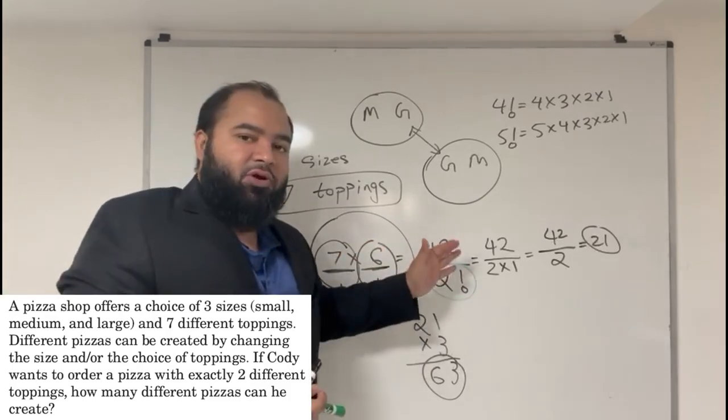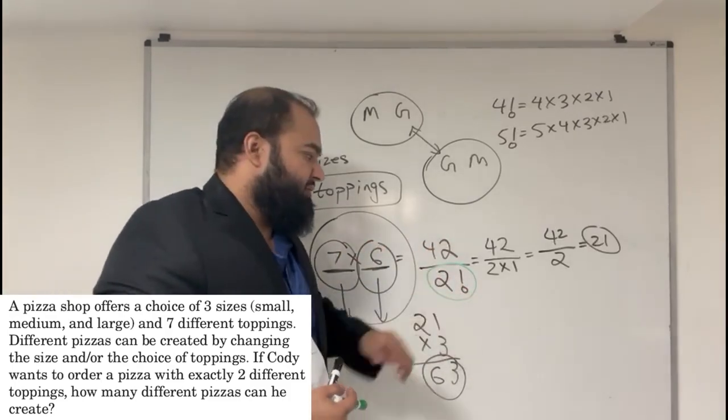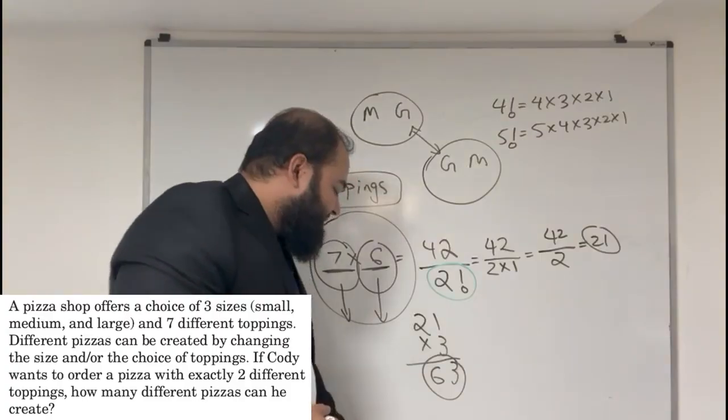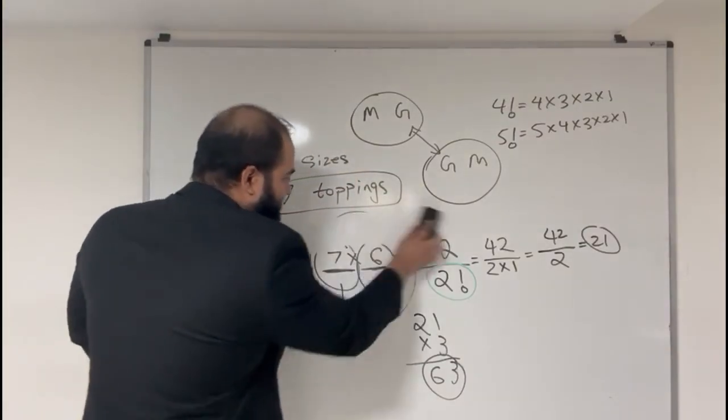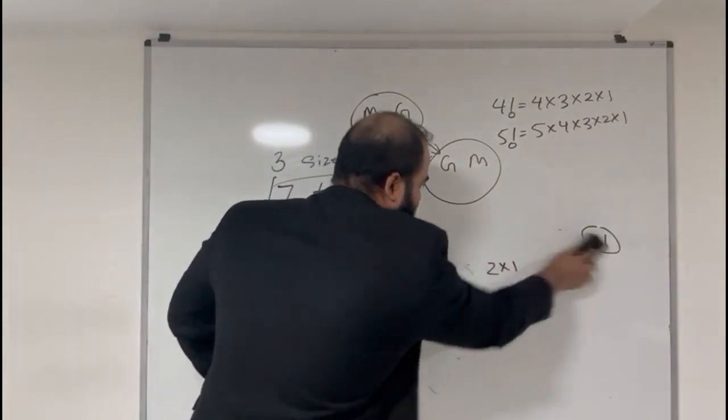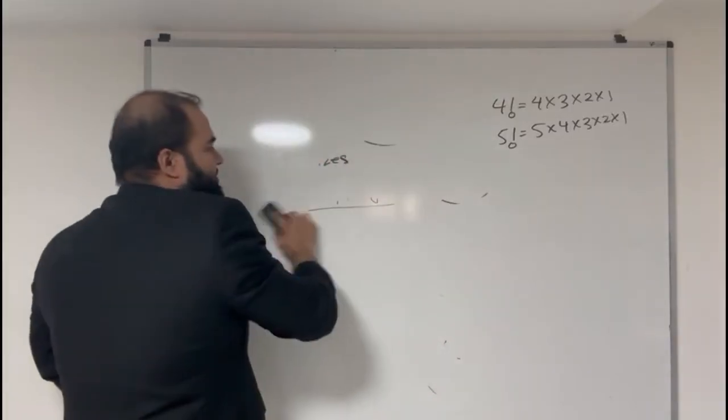You might think you could have just divided by 2. Why did you divide by 2 factorial? To answer that question, I want to give you another example for you to understand. Let's try this example.